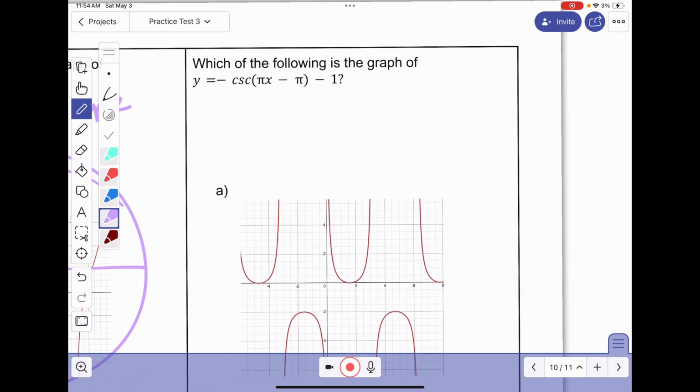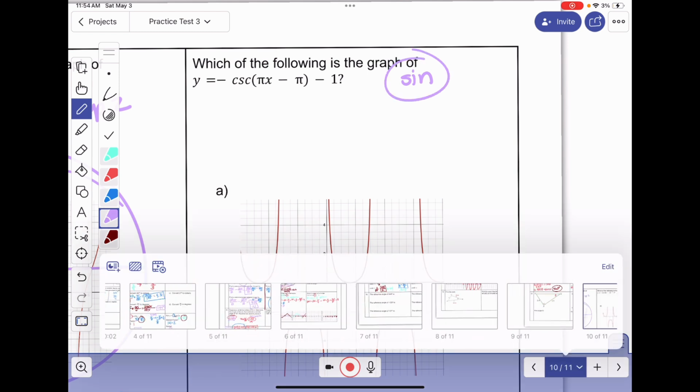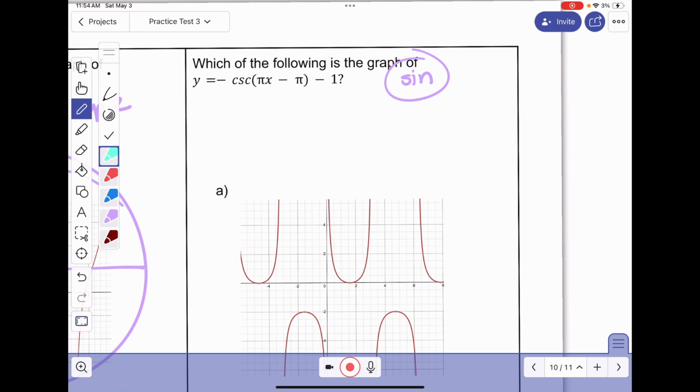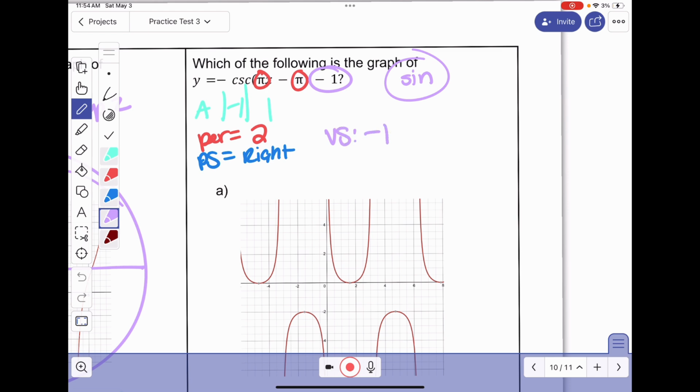So this one, cosecant, goes with sine. So we're going to kind of think about sine while we're doing this. But let's see. Our amplitude is the absolute value of -1, so that's 1. Our period is going to be 2 pi divided by pi, which is 2. When I divide that by pi, our phase shift is right 1. And our vertical shift or our midline is down 1.